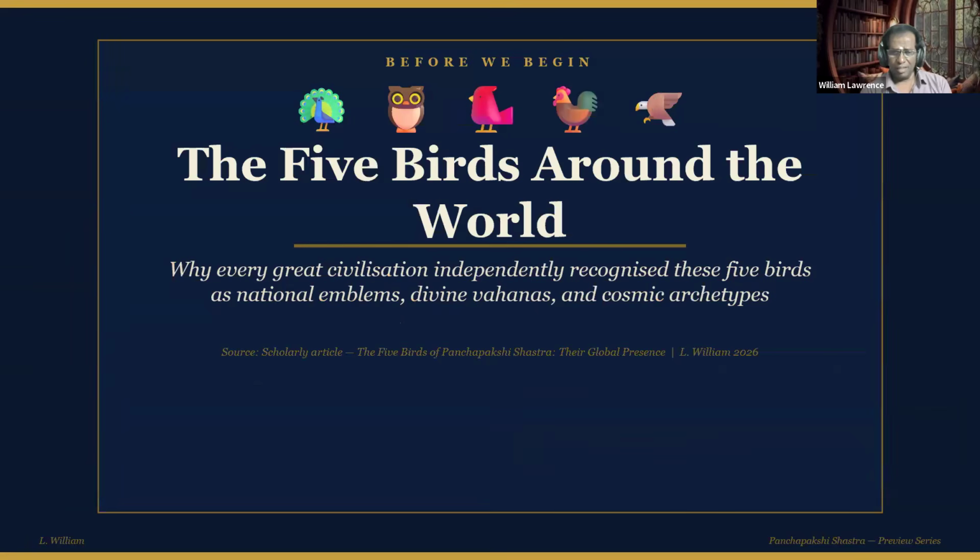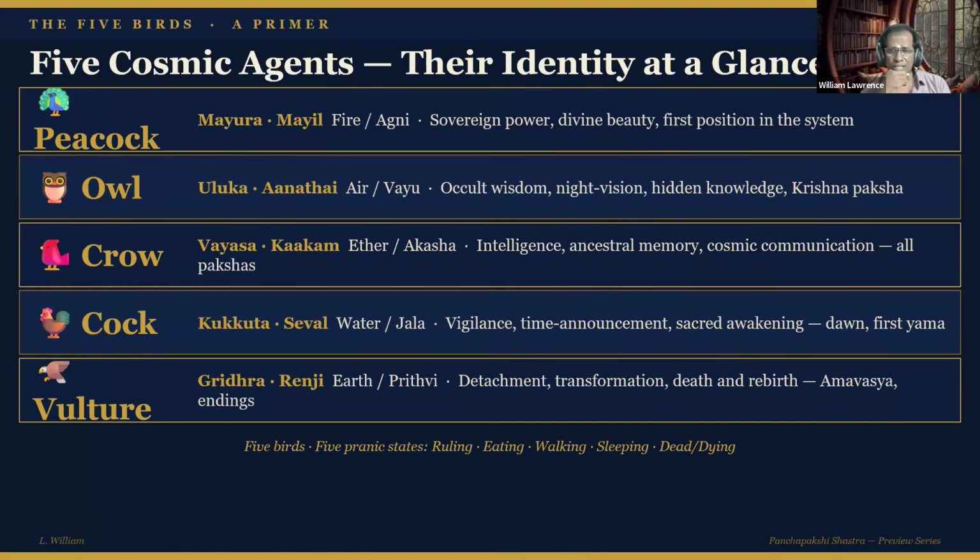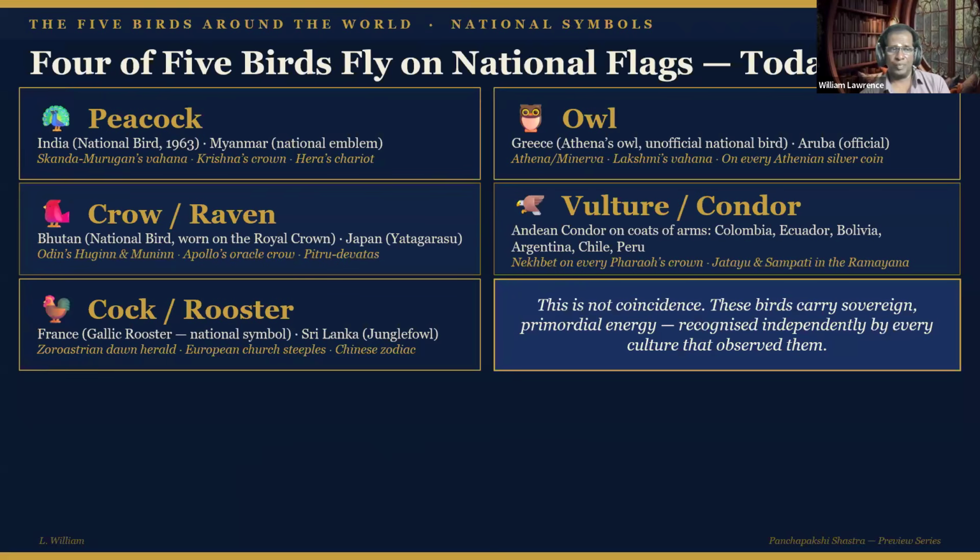The birds. If you see the birds around us, all over the world, you can see the symbols of the birds throughout the world. Peacock is, I think, our national bird. Owl is for wisdom. Peacock generally resembles sovereign power, beauty. Crow is for intelligence, the cosmic communicator. The hen is the sacred awakening, and the vulture is for detachment, transformation, rebirth. I'm just giving an introduction on the birds.